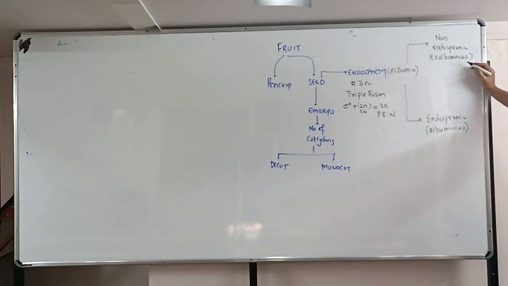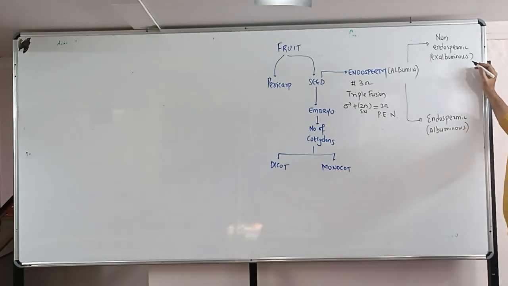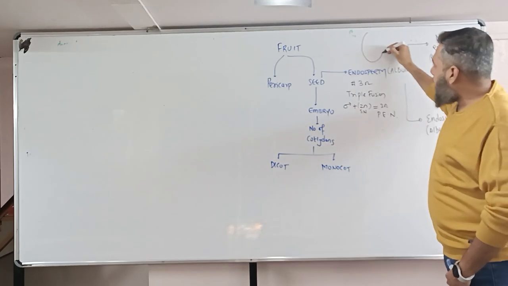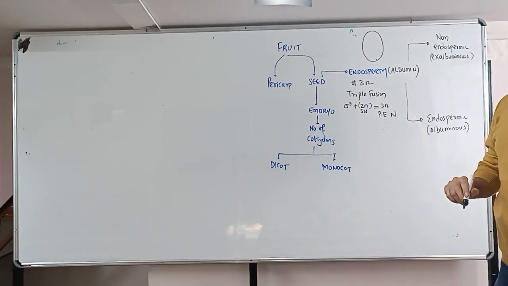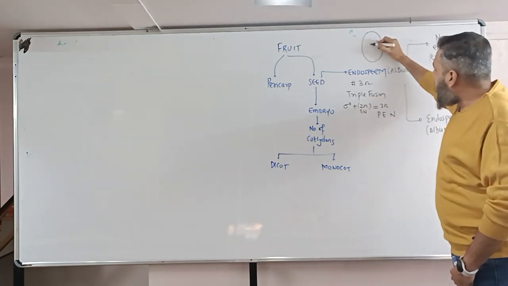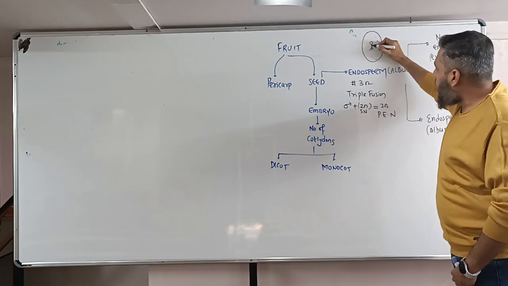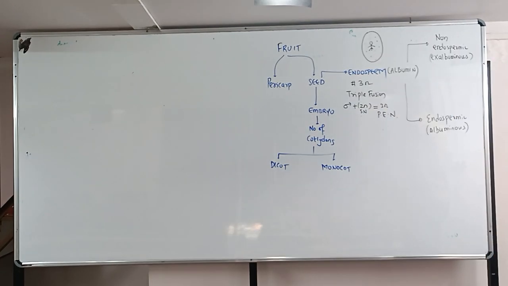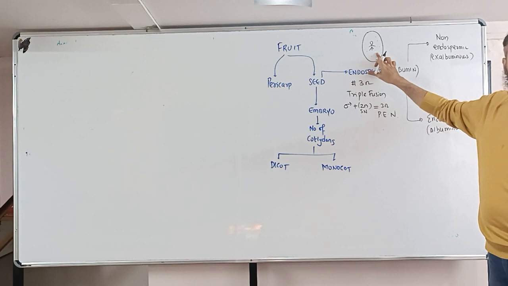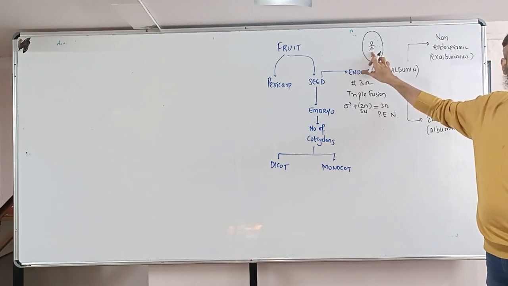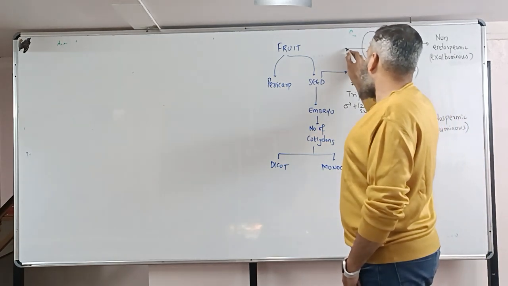Okay, here the first type. What is it? Exalbuminous. That is non-endospermic. Okay, what do you mean by that, sir? This is the tiffin box that your mama gives you. And this is you, the thin you. You are the embryo, and this is your khana peena that your mom has given you. That is your endosperm. So who is this? Endosperm. Tiffin box, endosperm. Who is this? Embryo. That is you. But you are a good girl. You are a good boy.